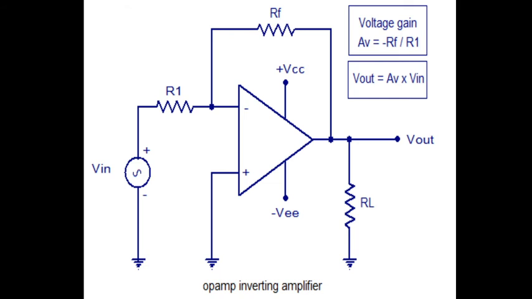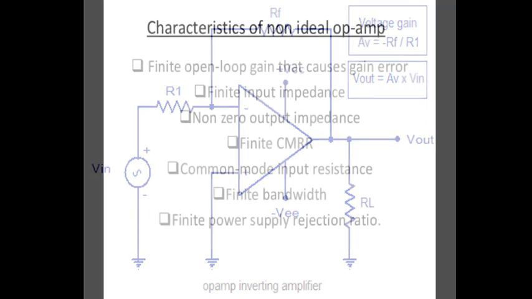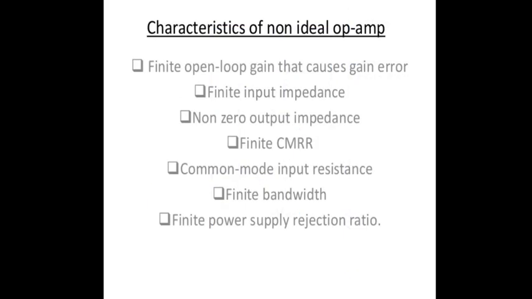So now let's go to the characteristics of op-amp. Let me just mention the characteristics. This op-amp will have finite open loop gain, finite input impedance, non-zero output impedance, finite common mode rejection ratio, common mode input resistance, finite bandwidth, and finite power supply rejection ratio.